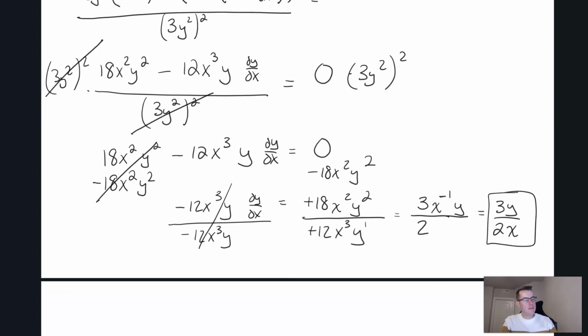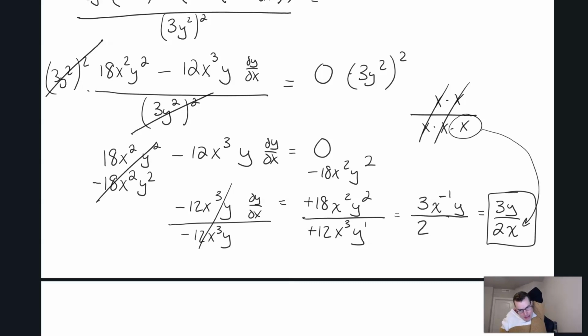The other way you could have simplified this is if you have x squared, that's x times x. If you have x cubed, that's x times x times x. So 2 of those x's would cross out, and it would leave you with the 1x on the bottom like we have here. But that would be your answer. So dy dx would just be 3y over 2x.